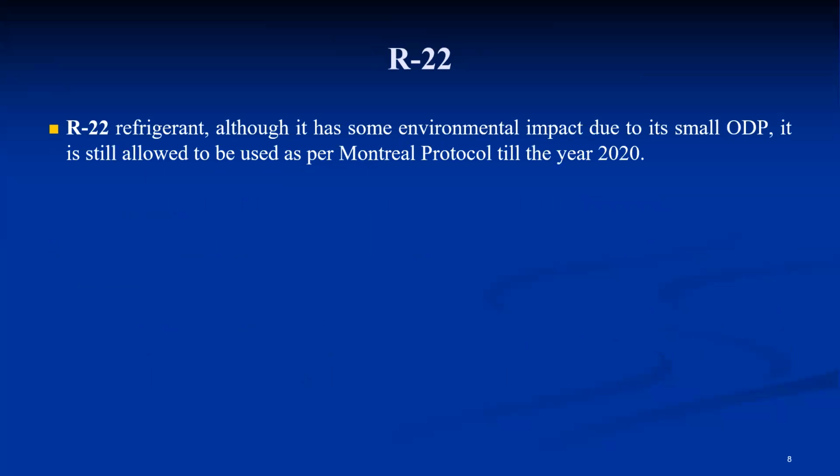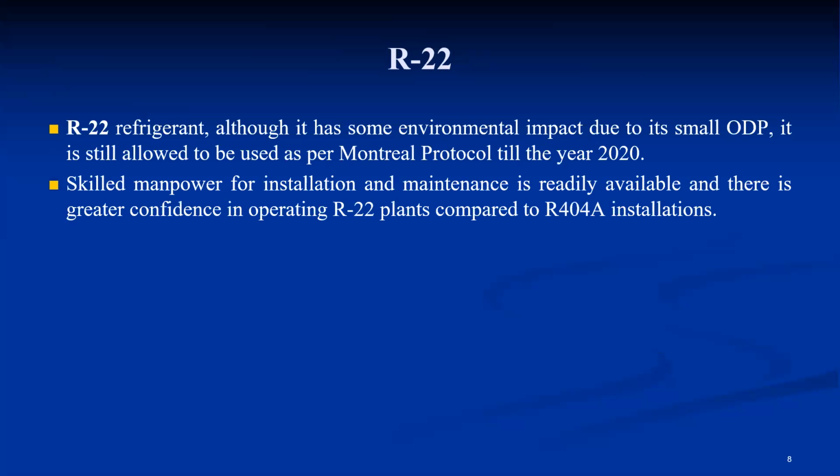Then R22 refrigerant, although it has some environmental impact, means its global warming potential is high, it has a small ODP and comparatively large GWP. It is still allowed till the year 2020, but its use is permissible till 2040. So R22 is shortlisted. Another reason is that skilled manpower for installation and maintenance is readily available for R22 refrigerants, and there is greater confidence in operating R22 plants compared to R404A installations.